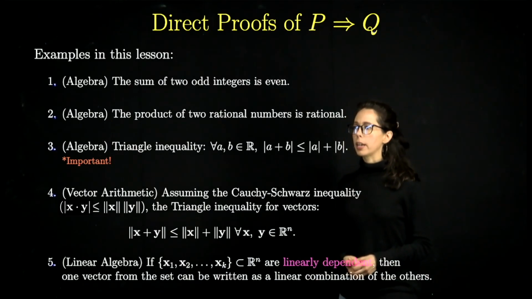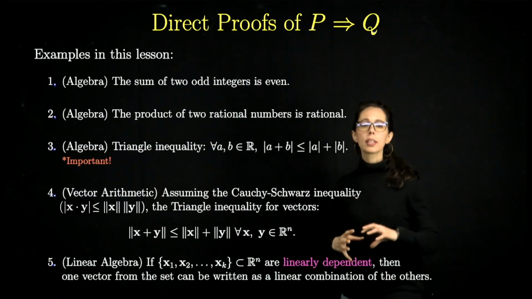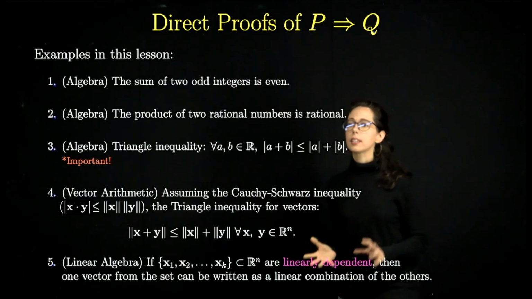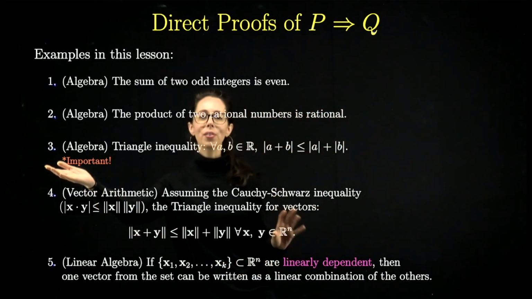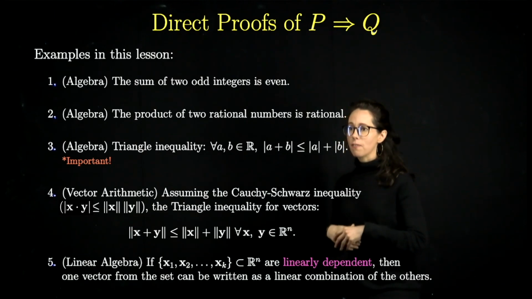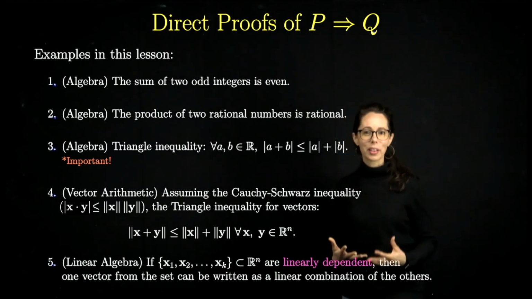In particular, with 1 and 2, what we are illustrating is what it looks like to check that a definition is being satisfied. And then example 3 is also something I think everyone should watch. This is the triangle inequality. And it's actually a very important inequality in mathematics.